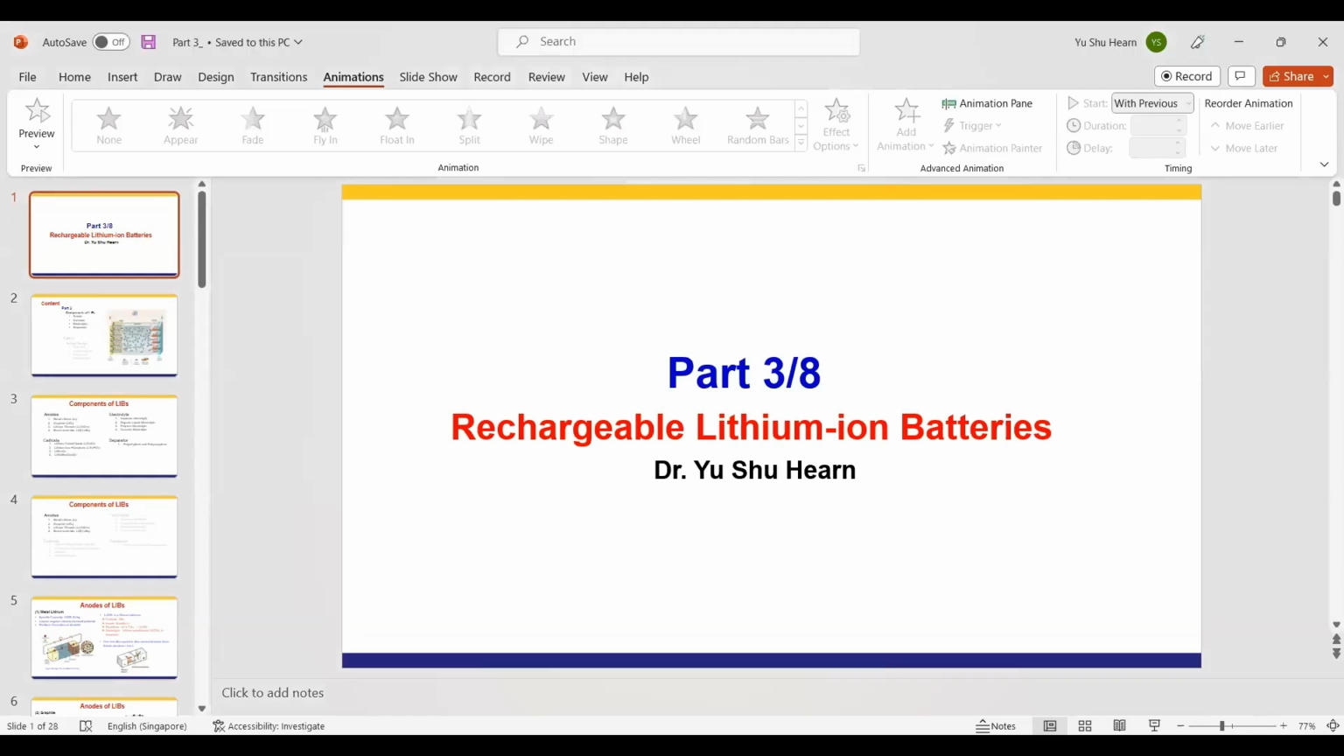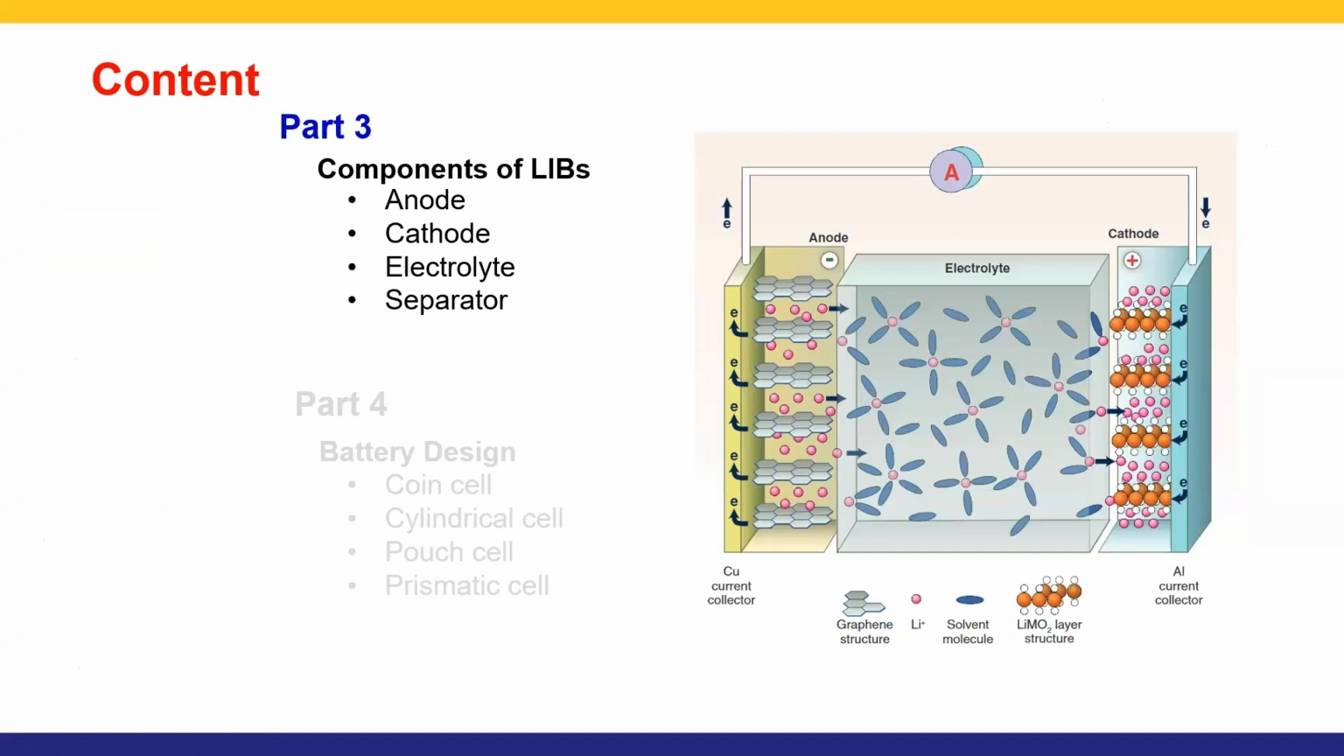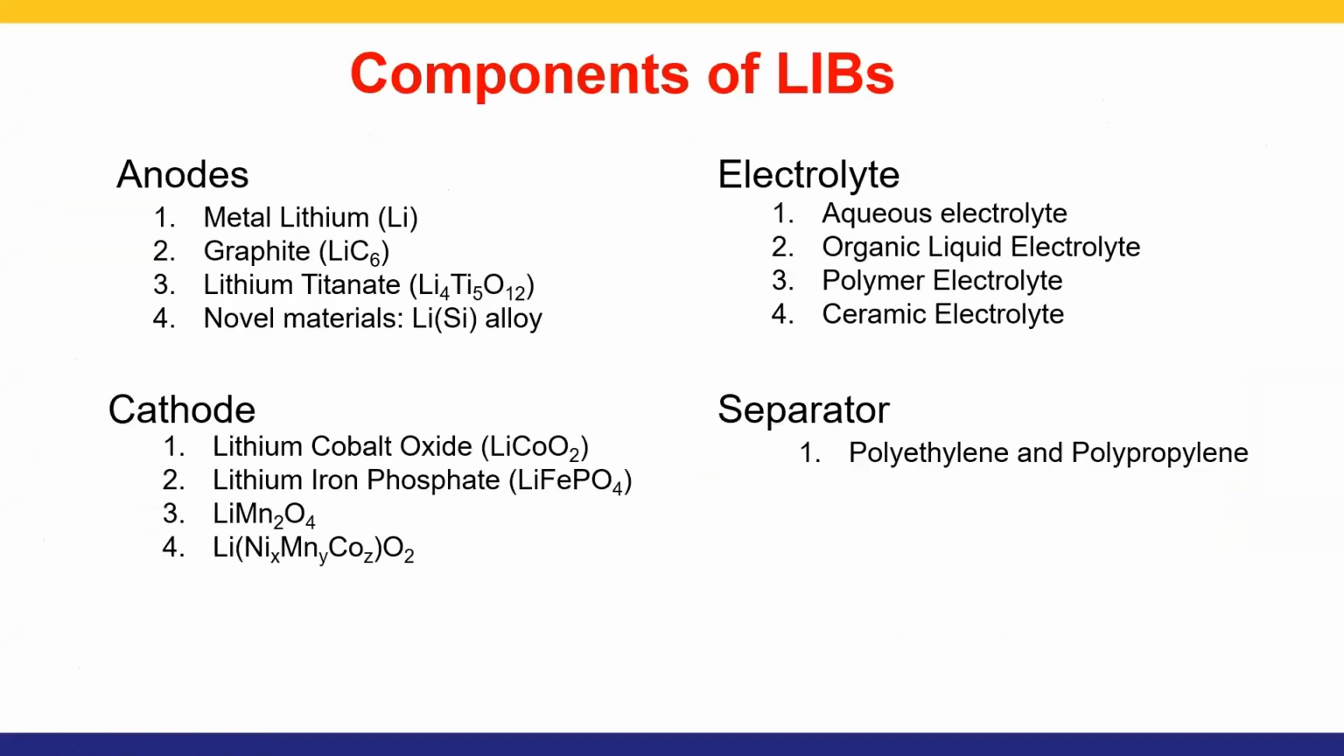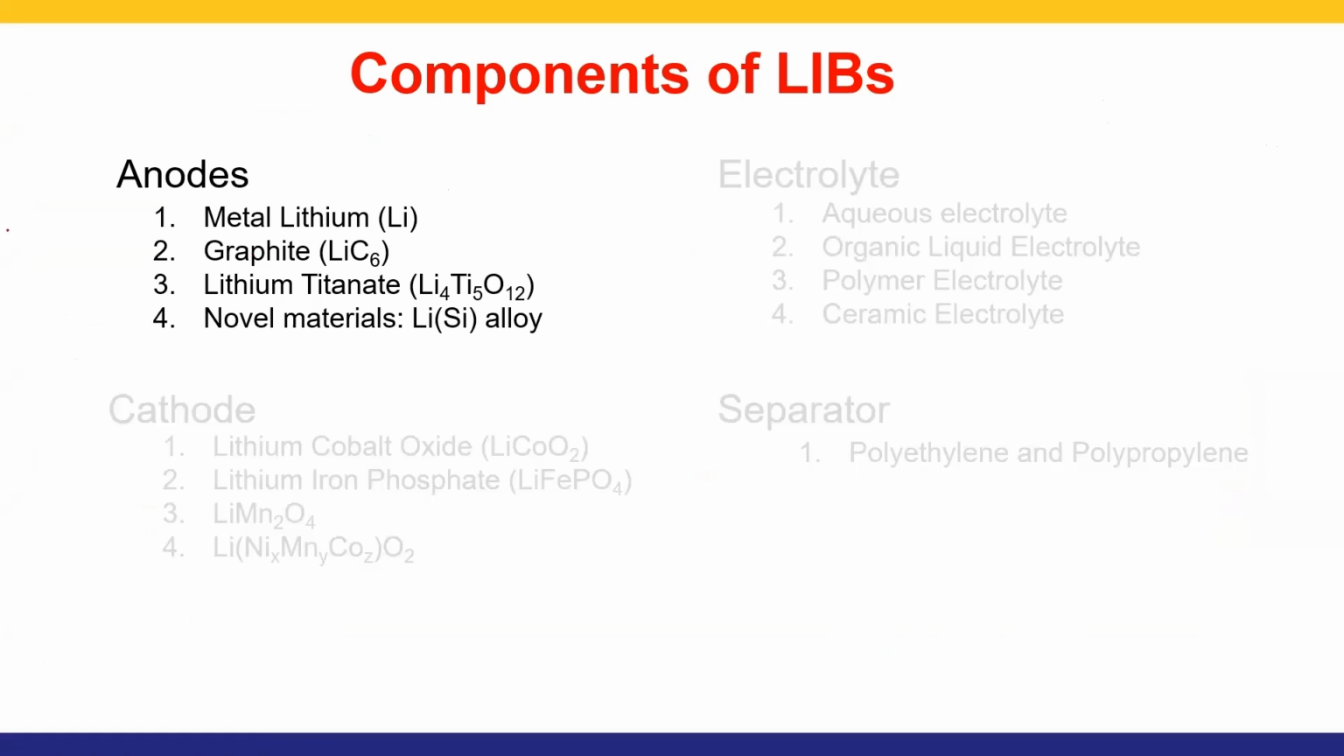Now we move to part 3. In this sharing, we will talk about the components of lithium-ion battery. We will talk about different examples of anode, cathode, electrolyte, and the separator. This is a subsection that we will cover today for the anode, cathode, electrolyte, and separator.